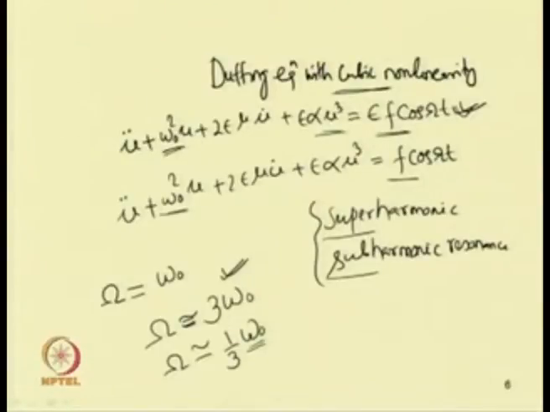Also, in addition to a system having a single frequency, one may have multiple frequencies, that is multiple forcing parameters. Let us take two forcing parameters. In that case the equation can be written: u double dot plus omega 0 square u plus 2 epsilon mu u dot plus epsilon alpha u cube equal to epsilon f 1 cos omega 1 t plus epsilon f 2 cos omega 2 t. In this case, in addition to the principal, superharmonic and subharmonic resonance conditions, we can get a number of other resonance conditions also.